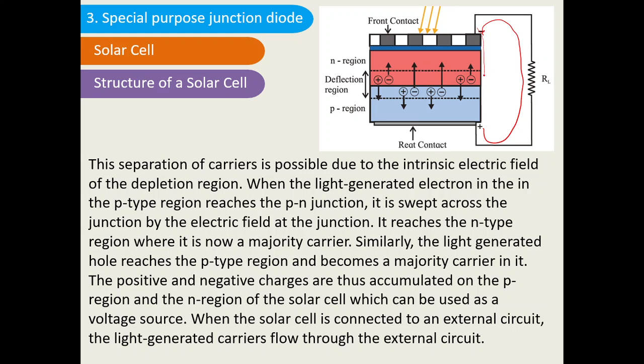And what happens inside the solar cell? Inside the solar cell, the current flows from negative to positive. That means the current always flows from positive to negative in the external circuit, but inside the cell the current always flows from negative to positive. So this is the reverse current. Reverse current means the current in the solar cell is negative. Remember this: current in the solar cell is negative.